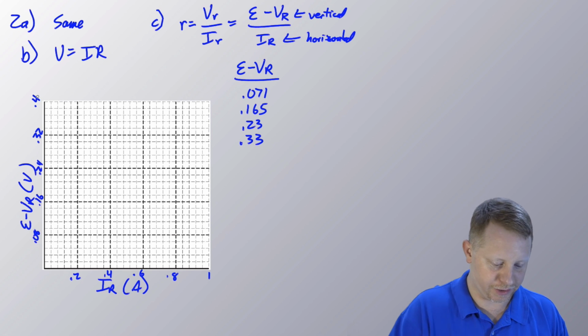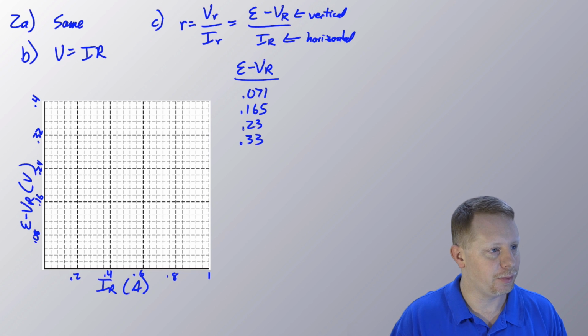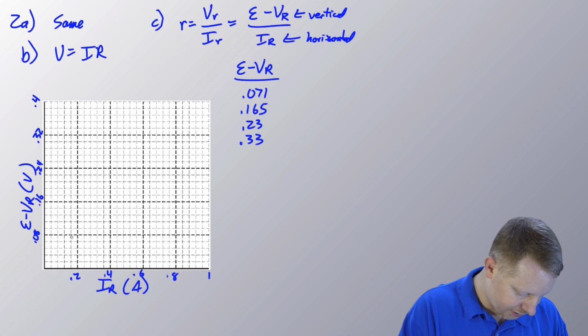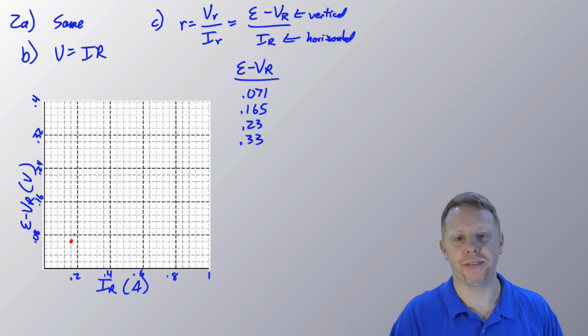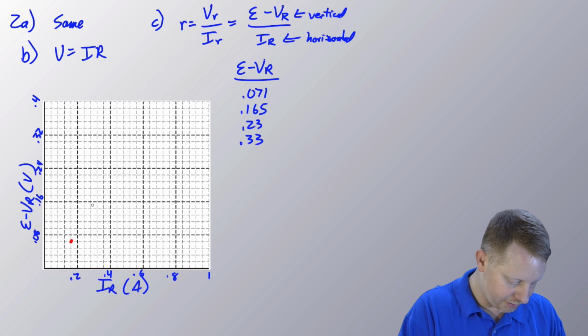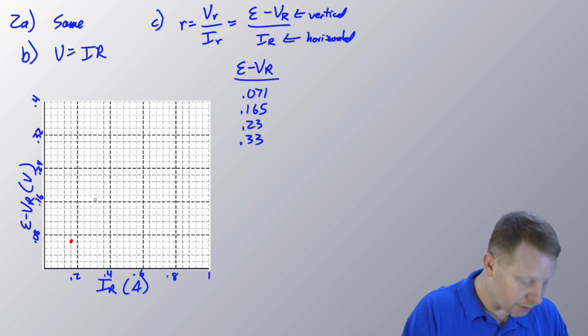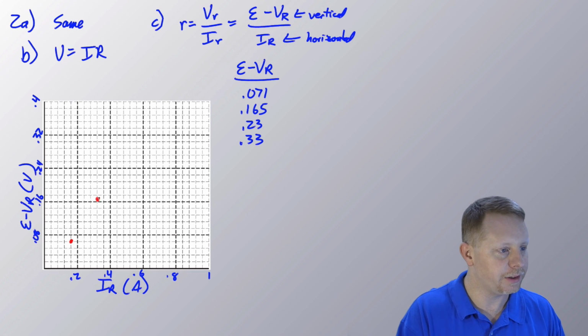Then all we have to do is plot our points. Looks like we've got an IR of 0.162 versus a Y of 0.071. So that's going to be somewhere around there. I'm going to plot these pretty quickly so you don't have to watch all of this. 0.327 and 0.165. That's going to put us right around here. Yeah, somewhere around there for another point.